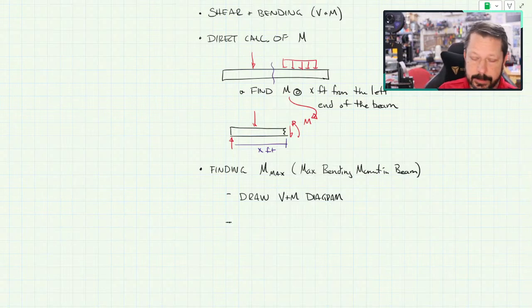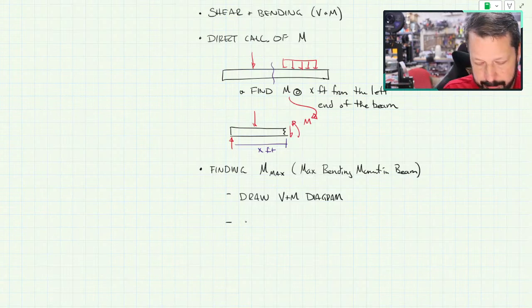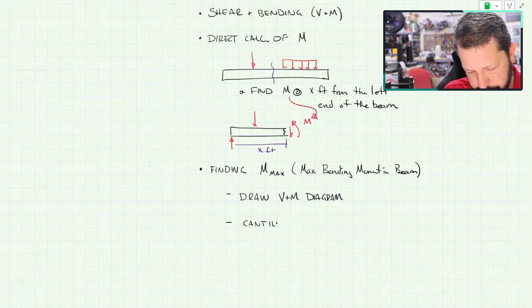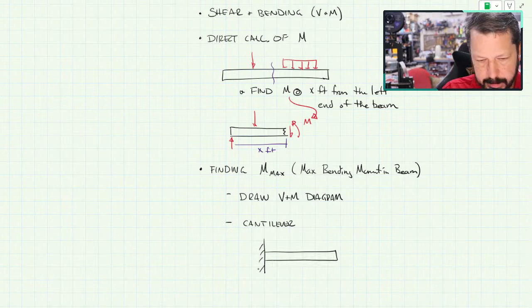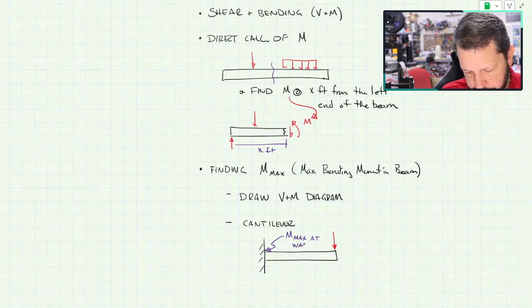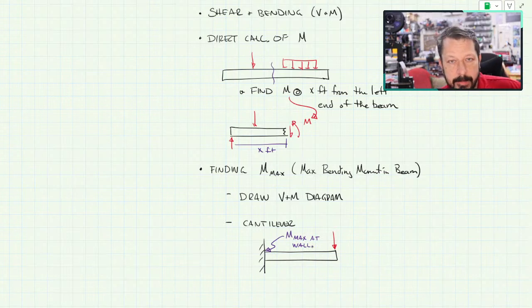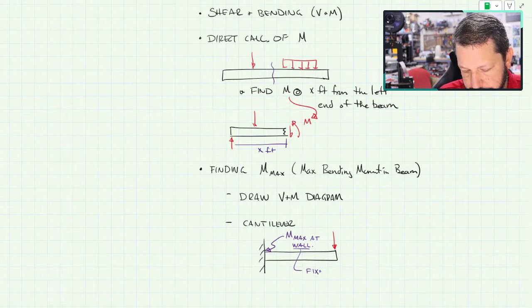So the other way to find out where the maximum bending moment is, if it's a cantilever beam, so that's the beam, like this, and there's some kind of load on it, M max is right here. So if you have a cantilever beam, it's really at the fixed support.